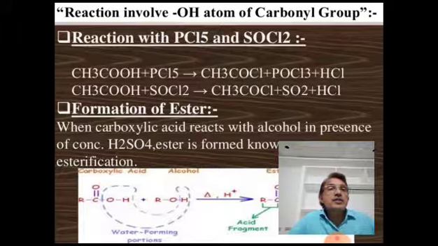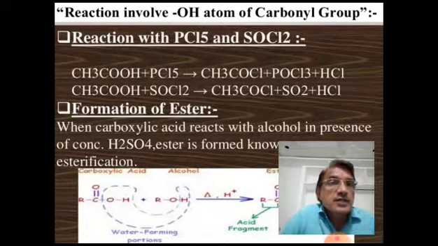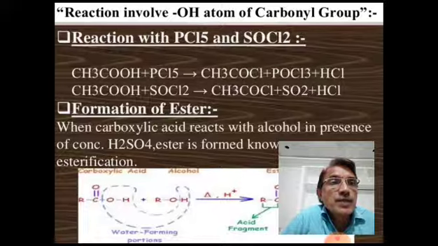Now reaction with PCl5 and SOCl2. It means reaction with phosphorus pentachloride and thionyl chloride. It is nothing but chlorination of carboxylic acid. Here is an example: CH3COOH plus PCl5 gives rise to CH3COCl plus POCl3 plus HCl. One more example, CH3COOH plus SOCl2 gives rise to CH3COCl plus SO2 plus HCl.